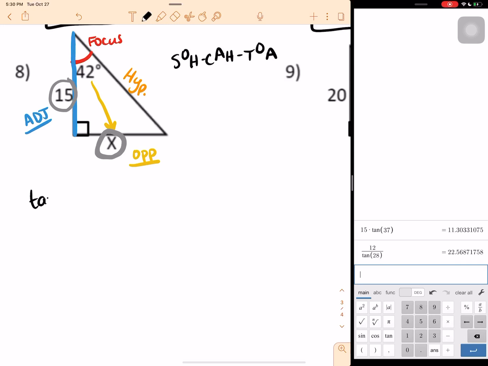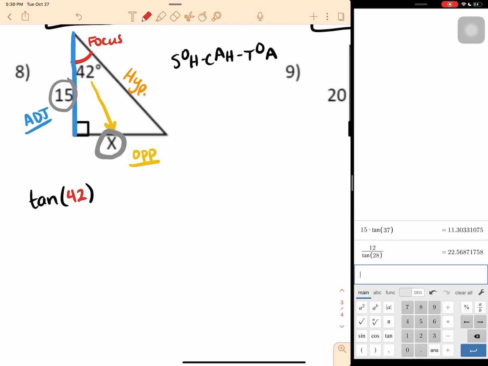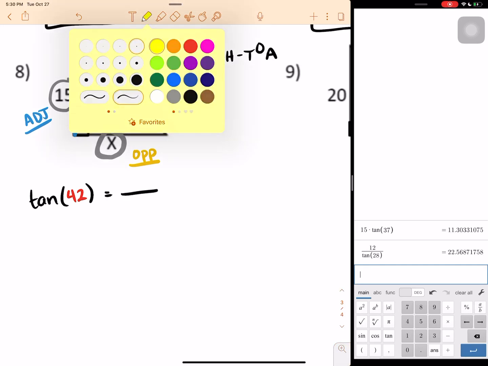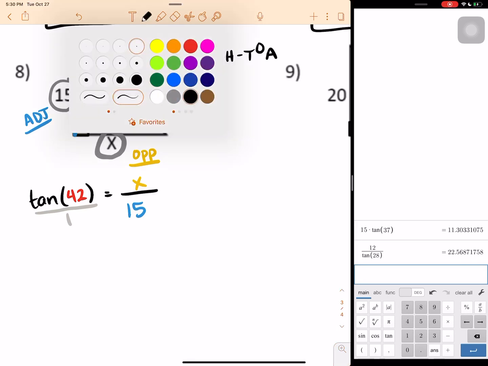So we have tangent of the focus angle of 42 degrees is equal to the opposite, which is x, over the adjacent, which is 15. So this one, you guys could just multiply both sides by 15 because 15 is on the bottom. But I always encourage you to cross multiply so that that becomes the natural thing for you to do, in case these two numbers were flipped here and you didn't realize that you couldn't just multiply both sides by the 15. So here, let's go ahead and cross multiply.